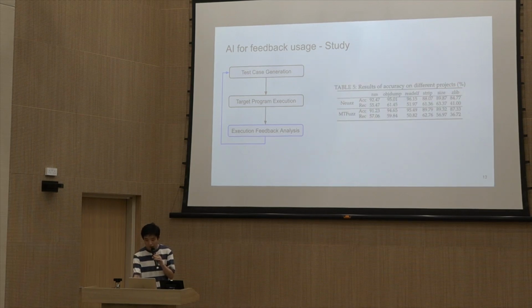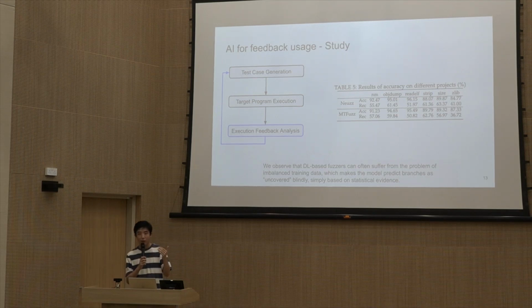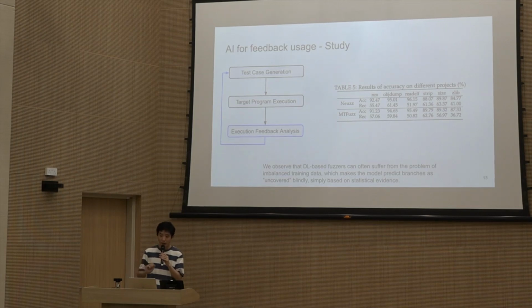The second one is about prediction accuracy. For AI-aided feedback analysis, we are using some models to predict which part of the program is related to which part of the code. You can see that the accuracy of the DL-based fuzzer is quite high, but the recall is very low. It's because the data is imbalanced.